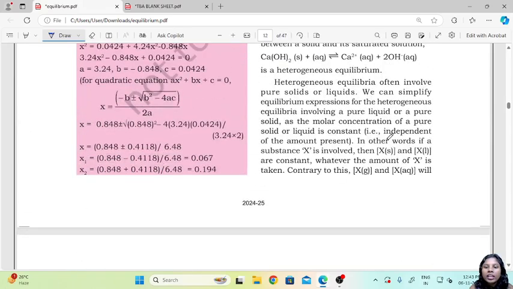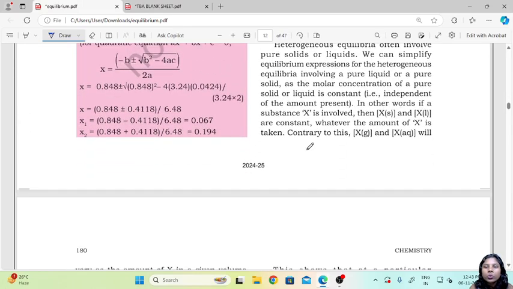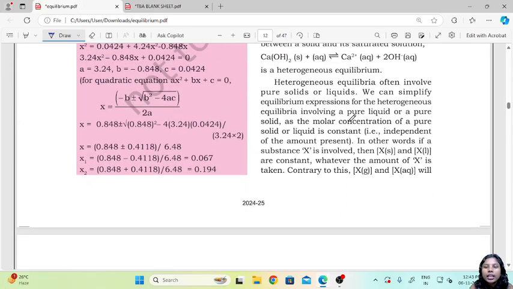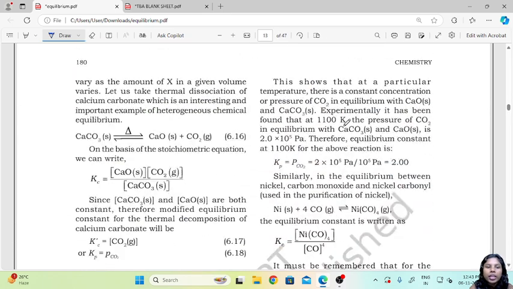So now here what they have said is that the concentration of the solid and the concentration of the liquid are going to be constants, because they mainly involve solids and liquids. So if there is anything apart from solids and liquids, then their concentration is going to be defined.